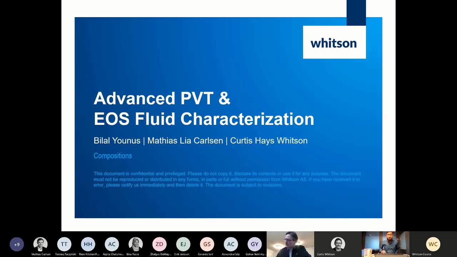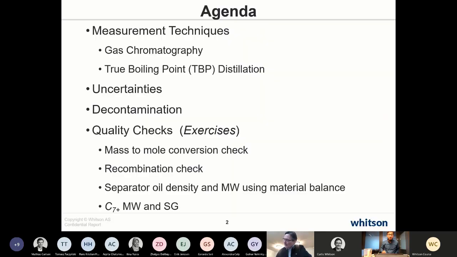And we covered the lab PVT experiments just now. That was our last topic. And compositions, they are also part of the lab PVT experiment, but we generally don't consider them. But these are just like any other PVT data. These are also measured in the lab, and they have associated uncertainties, which we will talk about during this presentation.